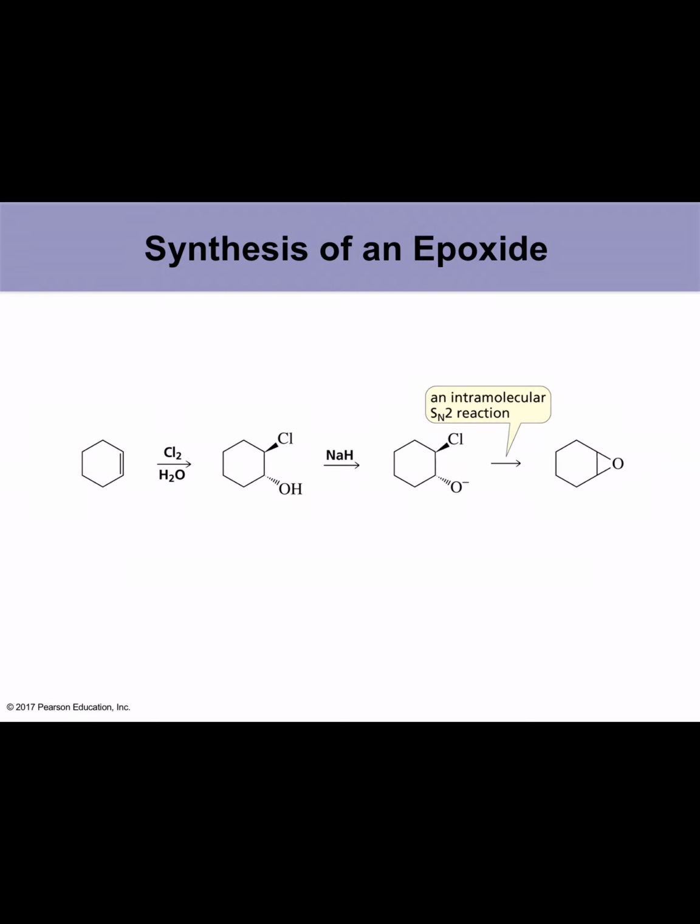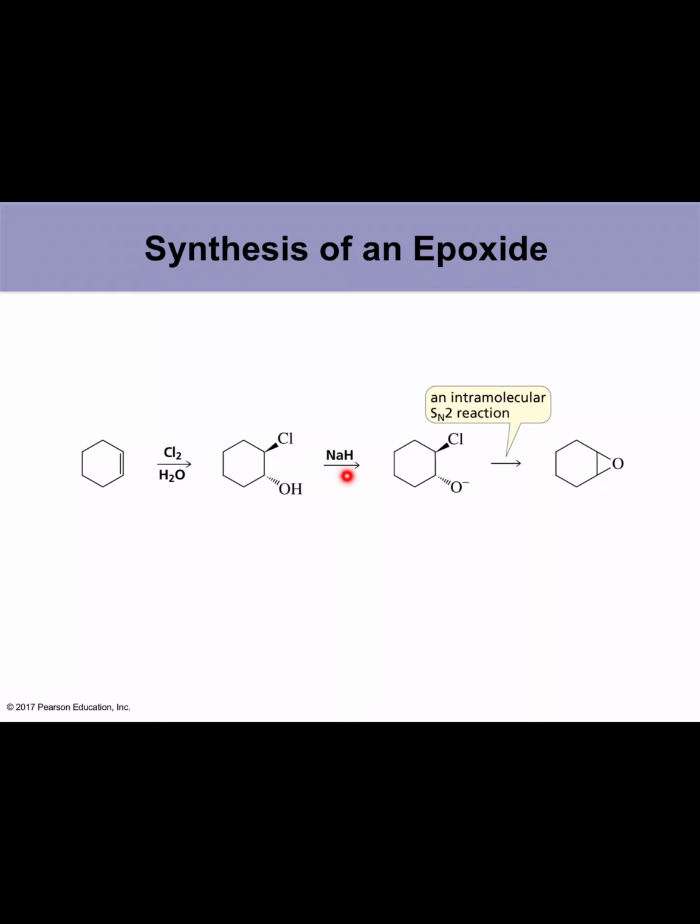Another synthesis of an epoxide: this is an alkene. You can add chlorine and water, and you will get anti-addition. Chlorine coming towards you, hydroxyl group going away from you.